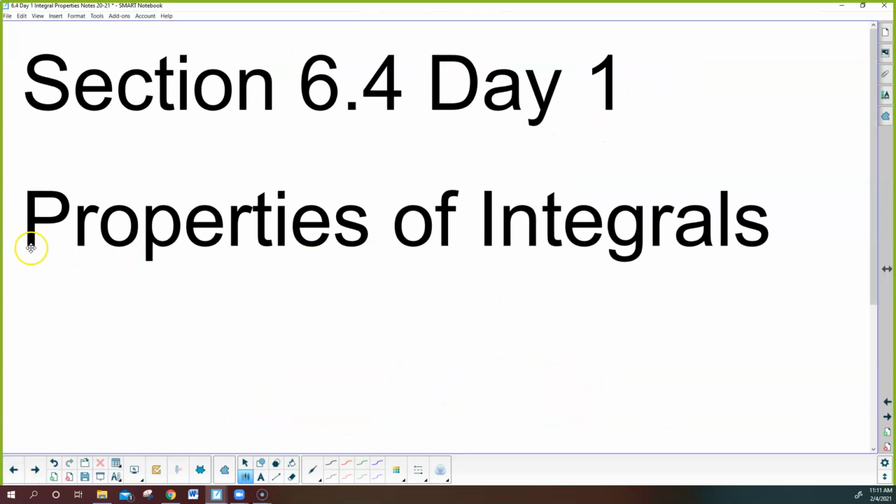But today, we're going to re-emphasize some of those properties of integrals that Mr. Waffler talked about. Officially, we're starting section 6.4. And we're going to spend 2 days in this. So today, and then Monday, Tuesday of next week. And then we're going to have a review day.